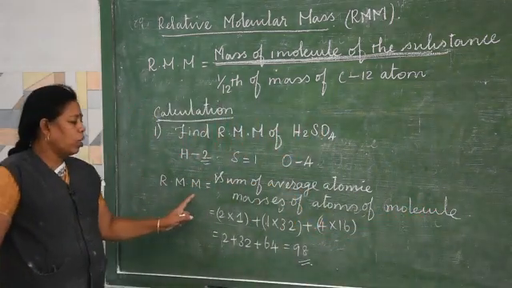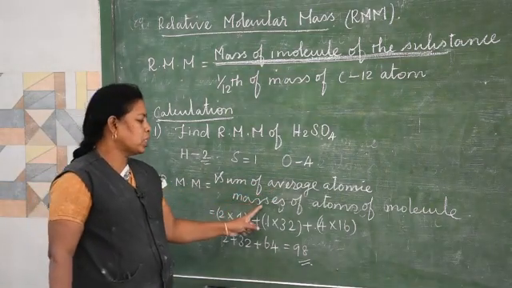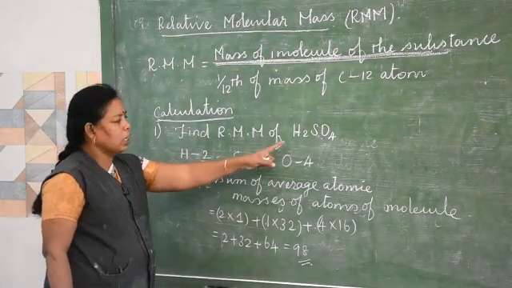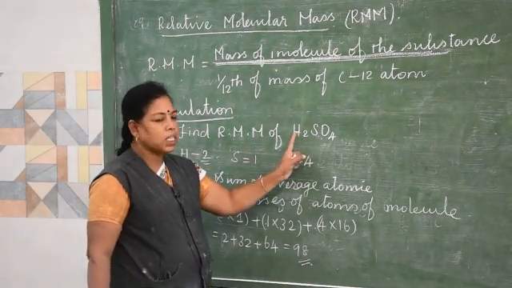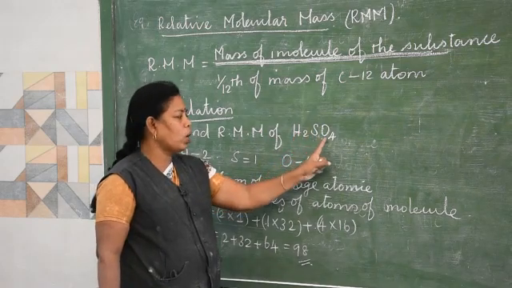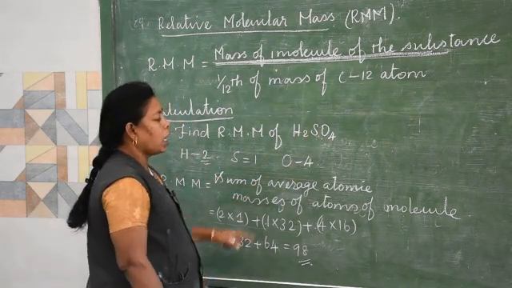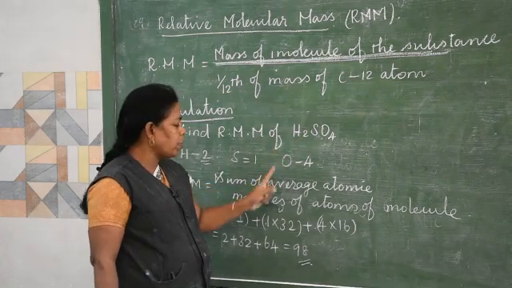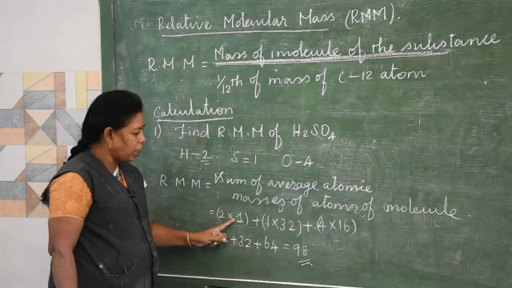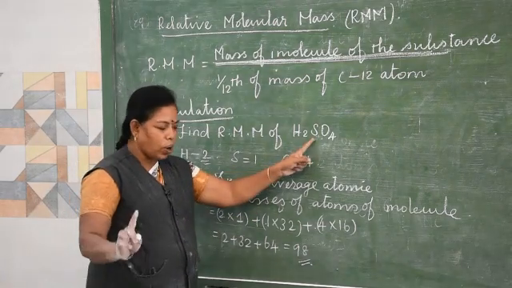So what is relative molecular mass? The sum of average atomic masses of all the atoms in a molecule. Here, the number of hydrogen atoms present is 2, sulfur atom 1, oxygen atom 4. The atomic mass of hydrogen is 1, and 2 atoms are there, therefore 2 into 1. And sulfur atom, only 1 atom is present.